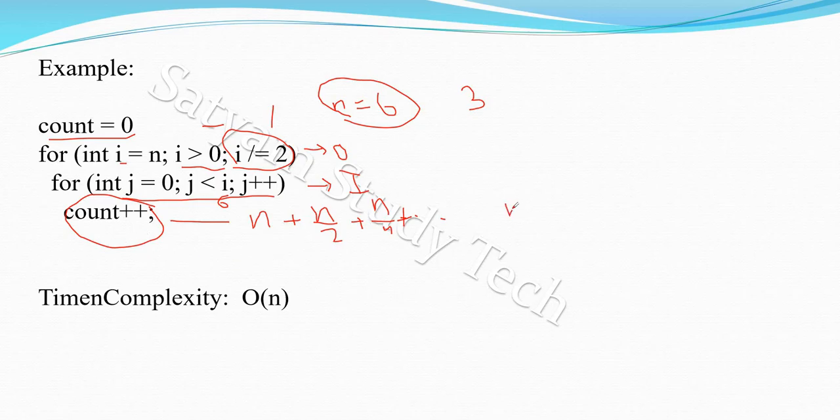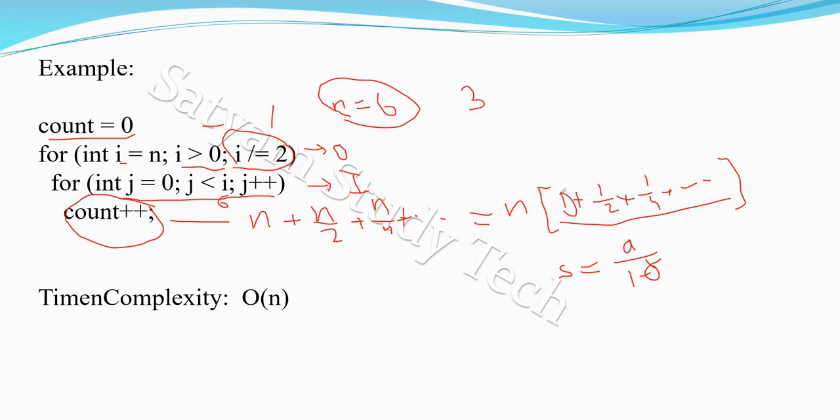Now we can simplify this equation. You can take n common here: 1 plus 1 by 2 plus 1 by 4 plus and so on. Now it is a GP, geometric progression. So what is the formula here? S of infinity, the formula for the geometric progression is a by 1 minus r. So what is a? a is the first term. What is the first term? 1. So that equals 1 by 1 minus r.